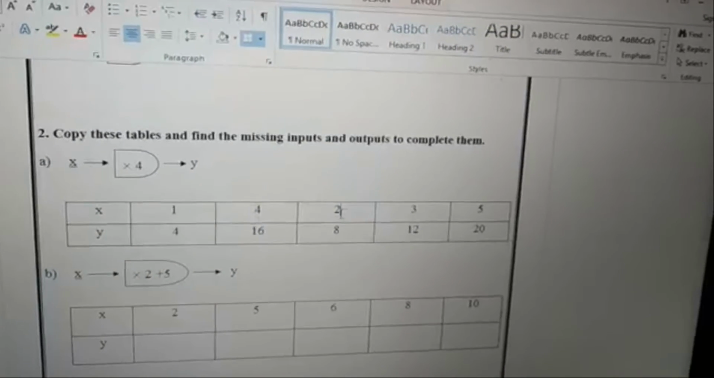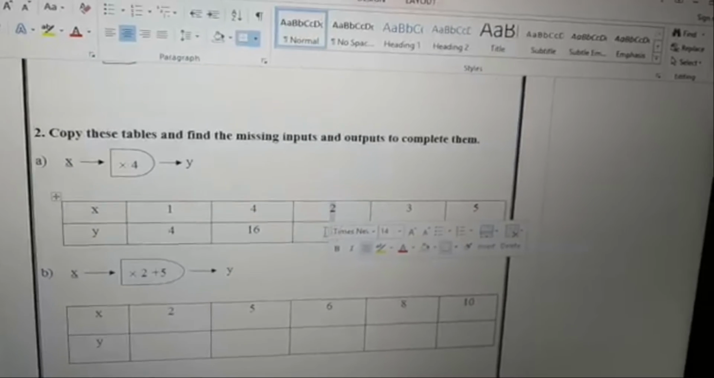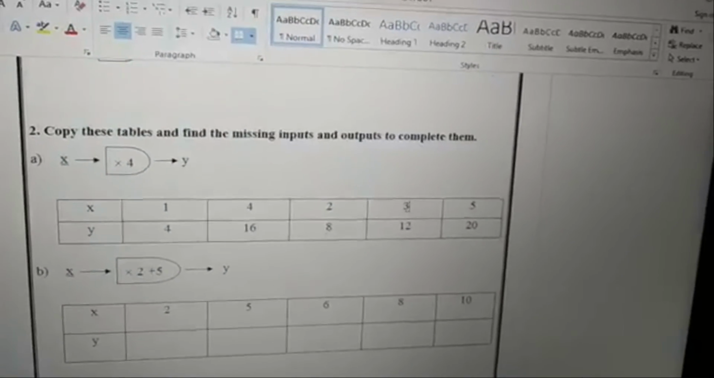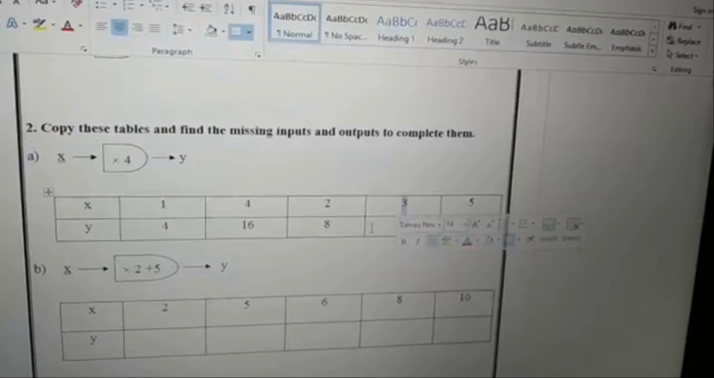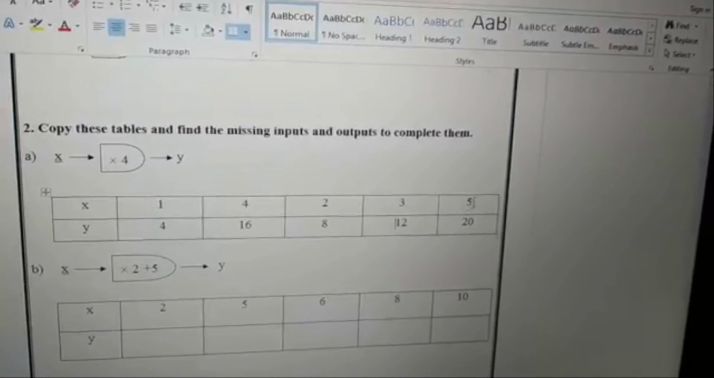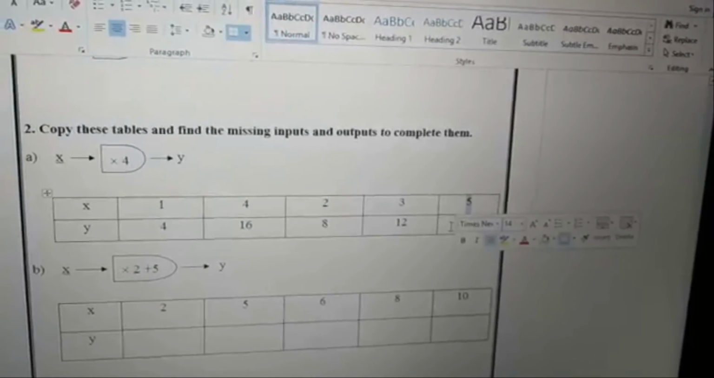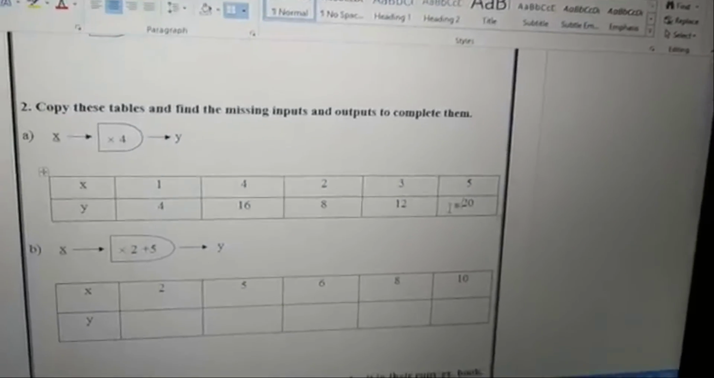Here the input is 2. If we multiply it by 2... by 4, we will get output 8. Input is 3. So 3 multiplied by 4 is 12. Here the input is 5. The output will be 5 multiplied by 4, 20.